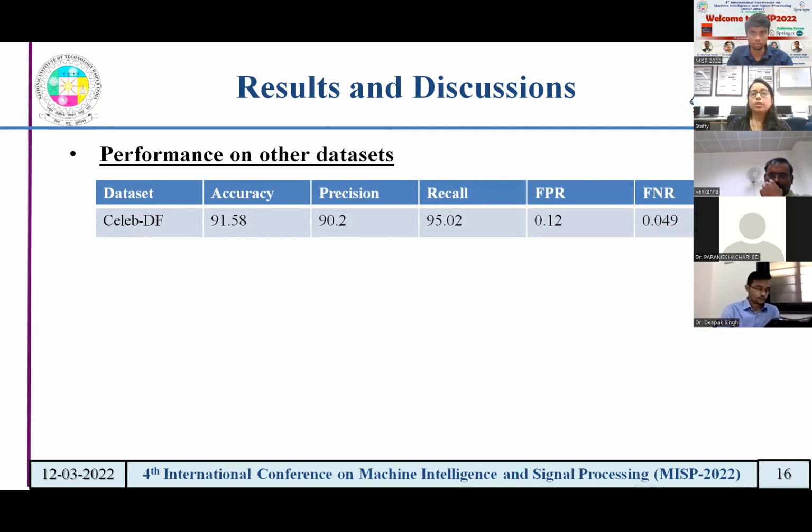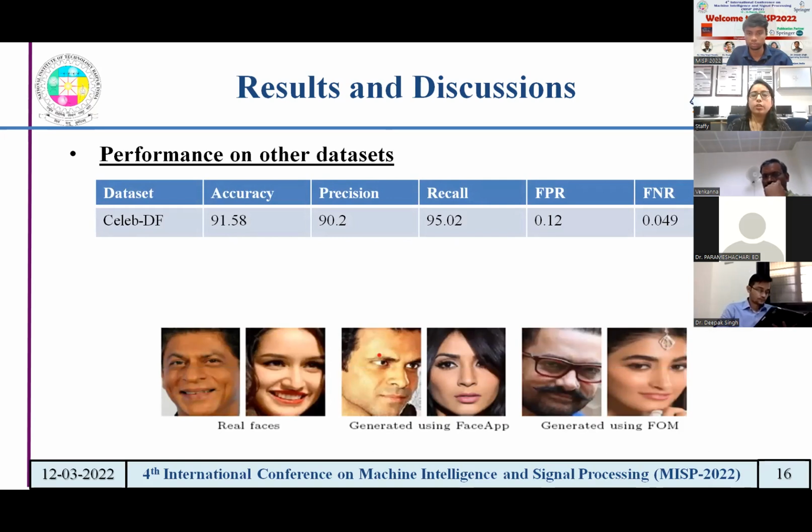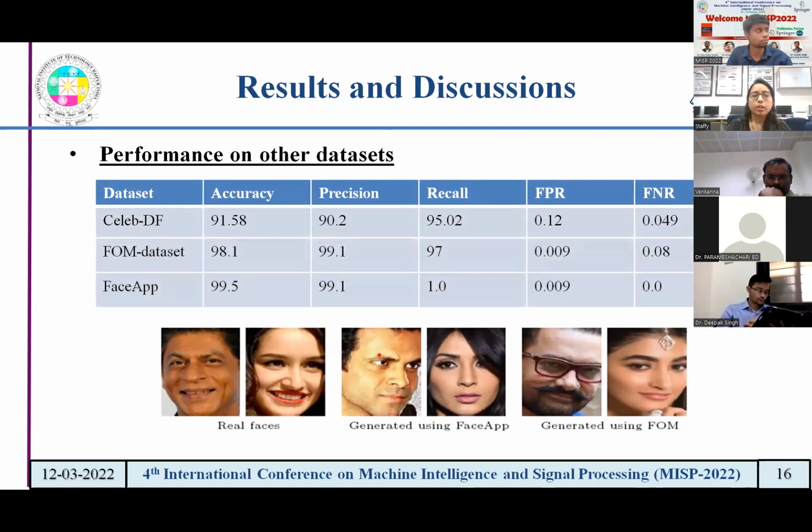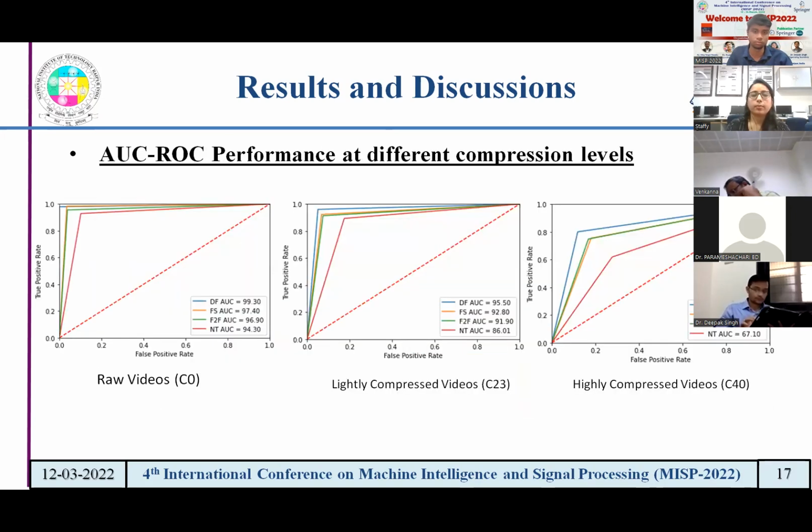We have also developed a new dataset based on some user-friendly applications available for creating deepfakes. So these are the sample pictures created using FaceApp and the first order motion model. We have also got efficient accuracy on these datasets also. So these are the AUC ROC curves of results on the FaceForensics dataset for different manipulation types and for different compression factors.